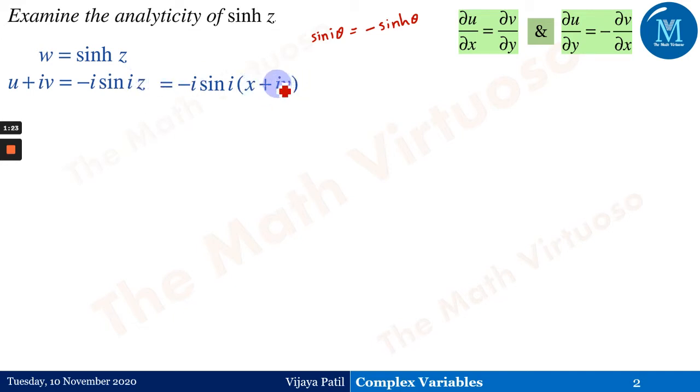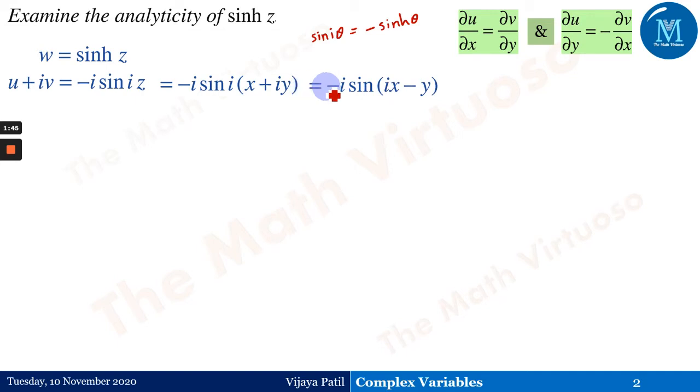Why am I doing that? I am doing that only because I need to express this sine hyperbolic z in terms of the real part and the imaginary part in Cartesian coordinates, of course. So it should be in terms of x and y, and u and v should also be in terms of x and y. That is what we are doing here.